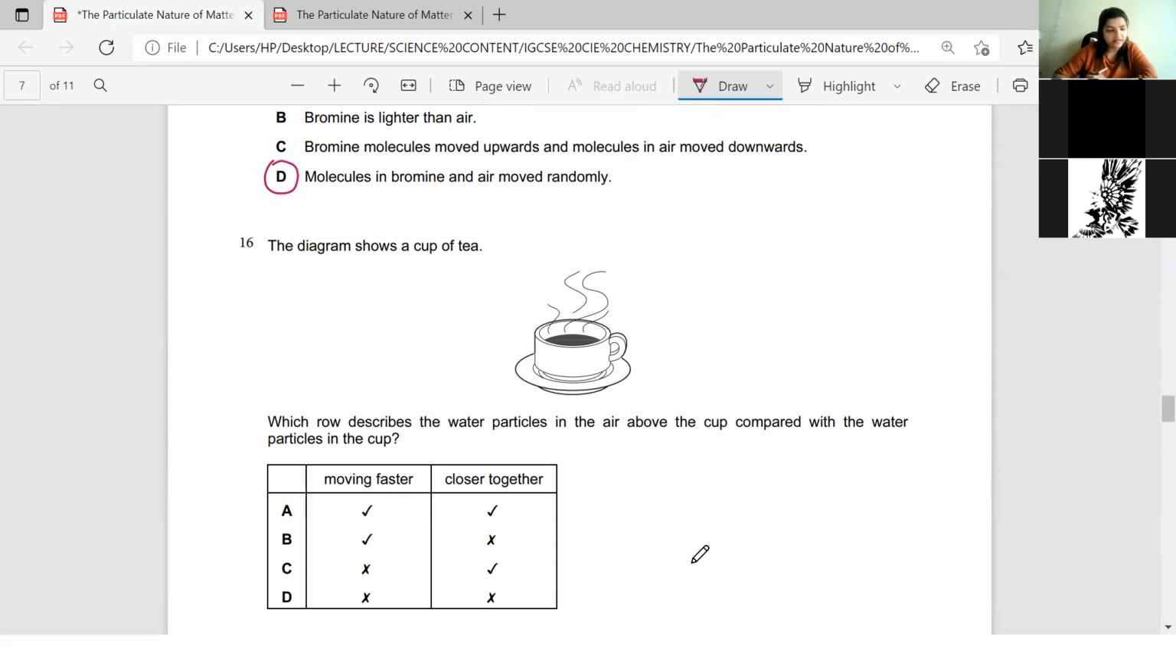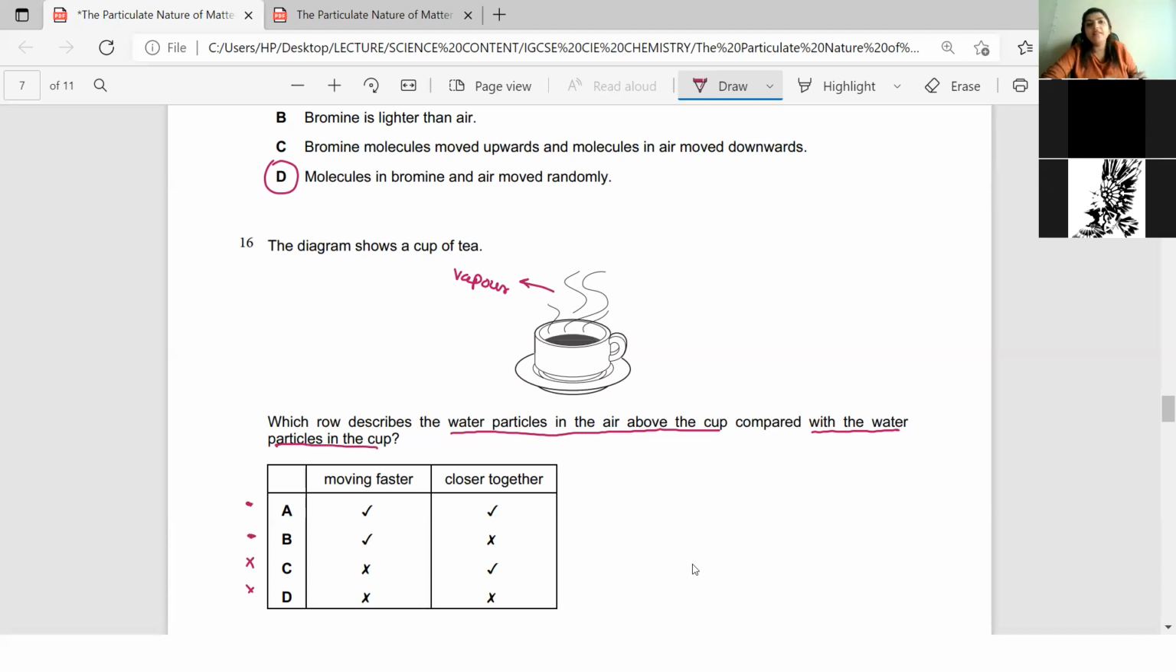The diagram shows a cup of tea. Which row describes the water particles in the air above the cup compared with water particles in the cup? Miss, B, moving faster and they are not closer together. Yes, because it's a gas here, right? So let us understand this. Aman, your answer is correct, but let us discuss this. Which row describes the water particles in the air above the cup? So can I say air above the cup is vapor, which means it will move faster? Yes, so that's correct. So answer has to be from A and B. Compared with water particles in the cup. Now, water particles in the cup will be what?